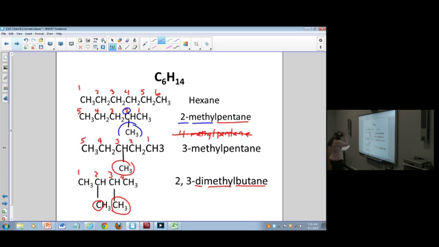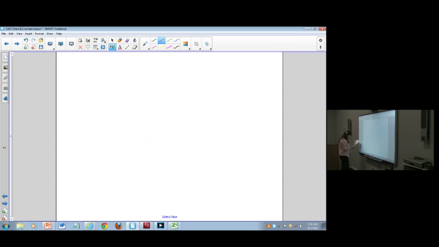So, is it possible for me to have others? Well, we're not really going to deal with the cyclic structures, but we could also have cyclic structures. I'm not really going to expect you to be able to identify cyclic structures, but we could still have another one or two of these hexanes, these C6H14 molecules. So we can come up with a few more.